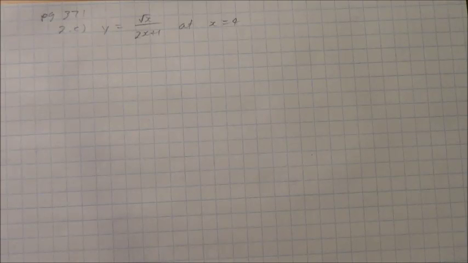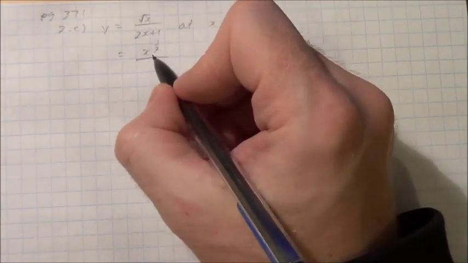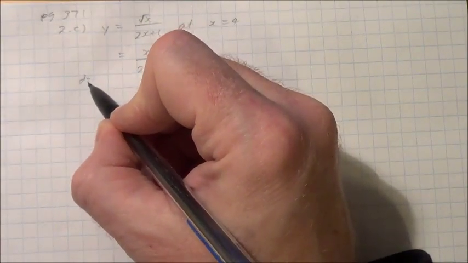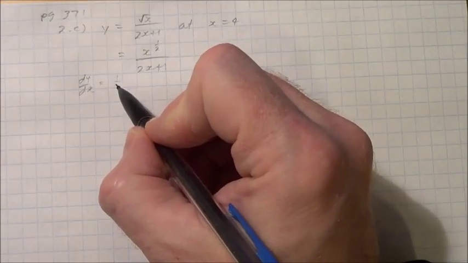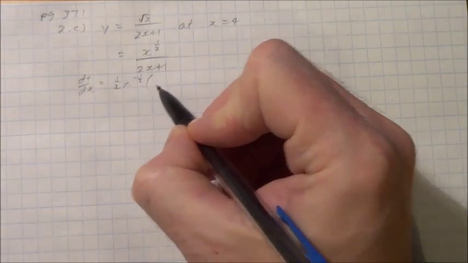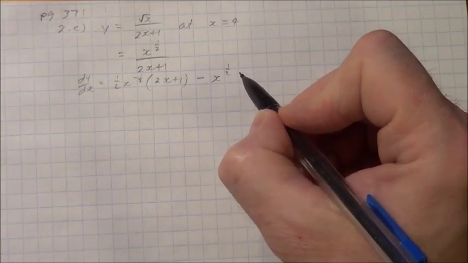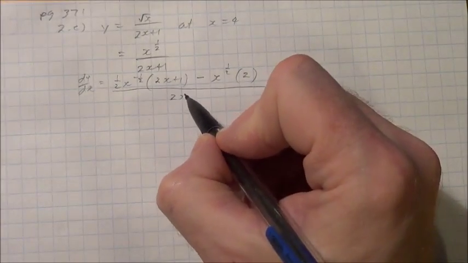In part C, y equals root x over 2x plus 1, and we're evaluating the gradient of the tangent to that curve at x equals 4. Before I start taking the derivative here, I'm going to change the form of that root x to x to the 1/2. And now I will use the quotient rule. So I take the derivative of the top, which is 1/2 x to the negative 1/2, multiply by the bottom, 2x plus 1, subtract the top multiplied by the derivative of the bottom, all over the bottom squared.